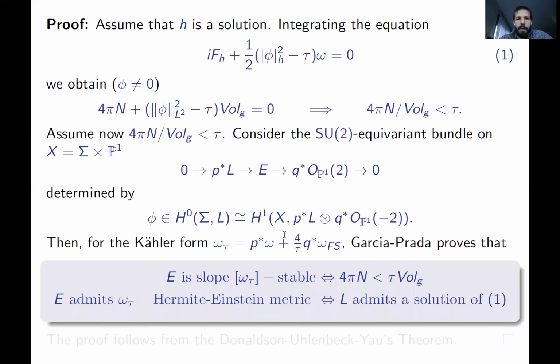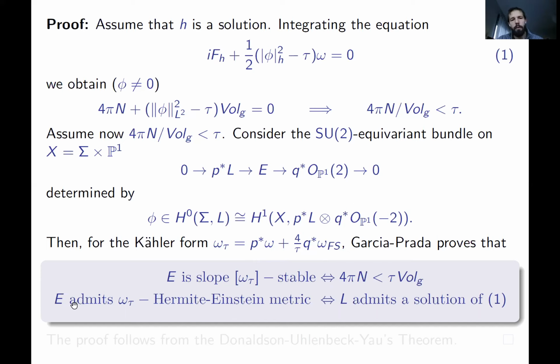And then taking this specific choice of Kähler form, so you take the pullback of some Kähler form omega, plus 4 over tau of the pullback of the Fubini-Study metric, then this bundle E is slope stable with respect to the Kähler class of omega tau if and only if this bound on tau holds.